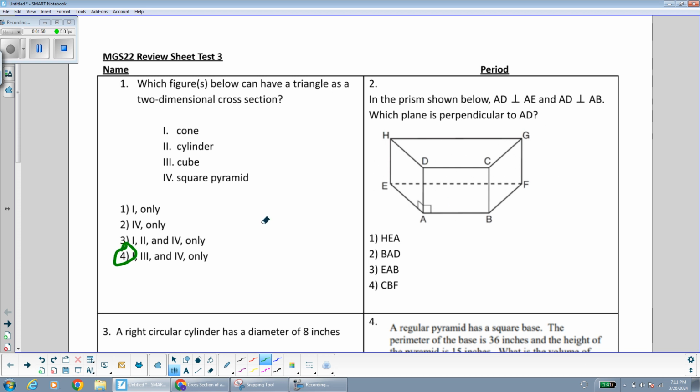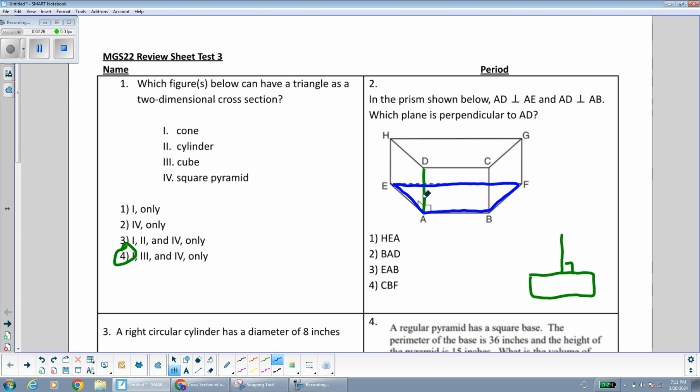Over here, we have AD is perpendicular to AE and AD is perpendicular to AB. So we need the plane that's perpendicular to AD. So AD is vertical, so we need a plane that is horizontal and forms a 90-degree angle with it. And that is going to be this plane over here because it forms a 90-degree angle and is perpendicular to AD.